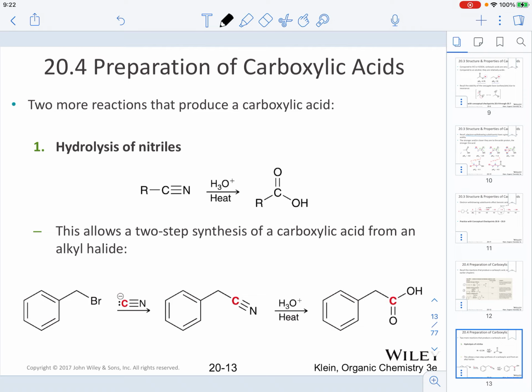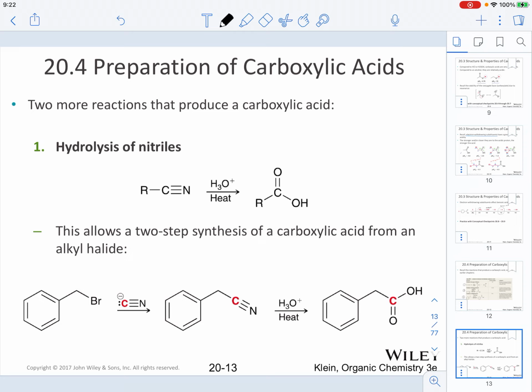Now, there are 2 more reactions that were learned in here that produce carboxylic acids. One is the hydrolysis of nitriles. As you can see, if you have a CN group in a molecule, when we put it with hydronium and heat, that produces a carboxylic acid.